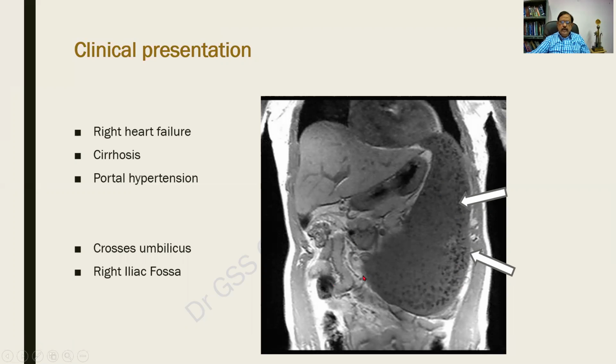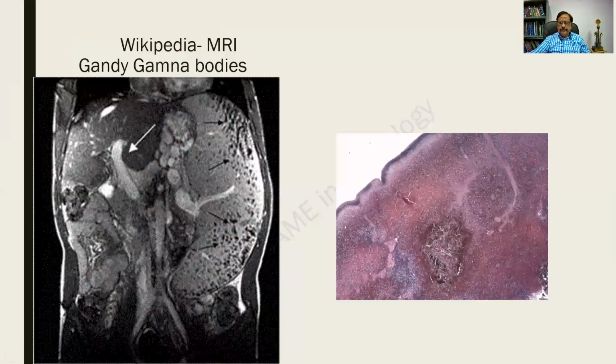Sometimes the spleen can go into the right iliac fossa. And the common causes can be any cause for the right heart failure, the cirrhosis of the liver, and portal hypertension. You people can read this up in detail. Another MRI picture. In this again, I am able to see a huge spleen with multiple dark dots marked by the arrows, which are the Gamna-Gandy bodies.